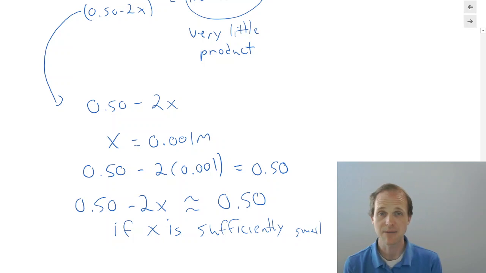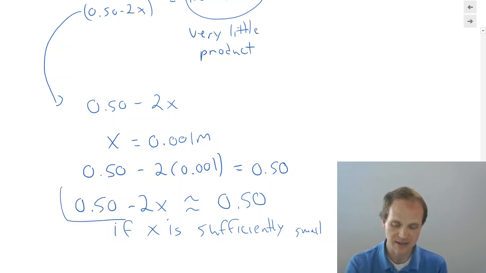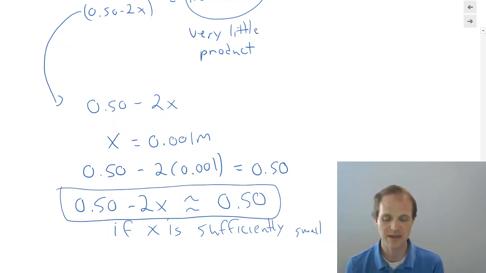Now, we've got a chicken and egg problem right here, but we don't know if x is small until we solve the problem. And we're going to use the fact that x is small to solve the problem, and the answer is yes. We're going to make that assumption right now. We're going to say, hey, because my k is pretty darn small, I'm going to make the assumption that my x is also going to be pretty darn small. And it's going to be negligible compared to 0.5. And I can make this assumption right here, that 0.5 minus 2x is about 0.5.